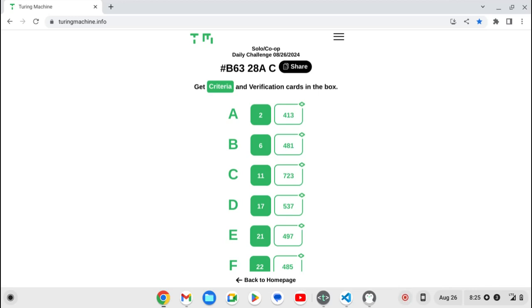Let's begin. Today's August 26th, 2024, and we're solving the Daily Turing Machine Puzzle. Today's puzzle uses the following 6 criteria cards: criteria card 2, 6, 11, 17, 21, and 22. And the puzzle uses the green verification cards. The code above is your way to get more information on today's puzzle by searching the code on turingmachine.info. Let's go solve.